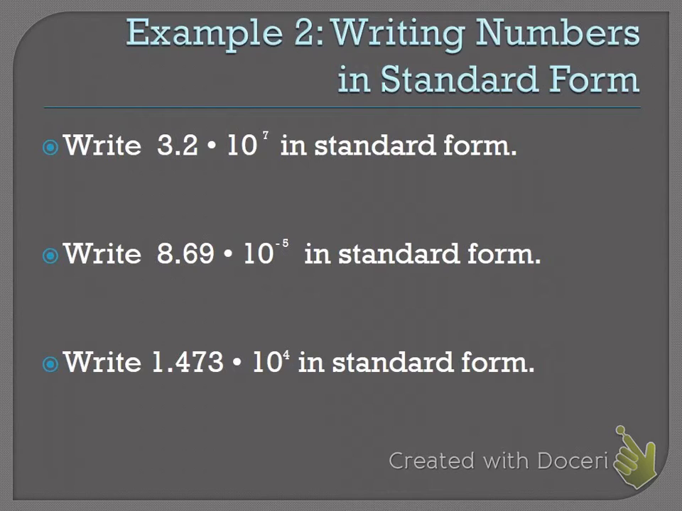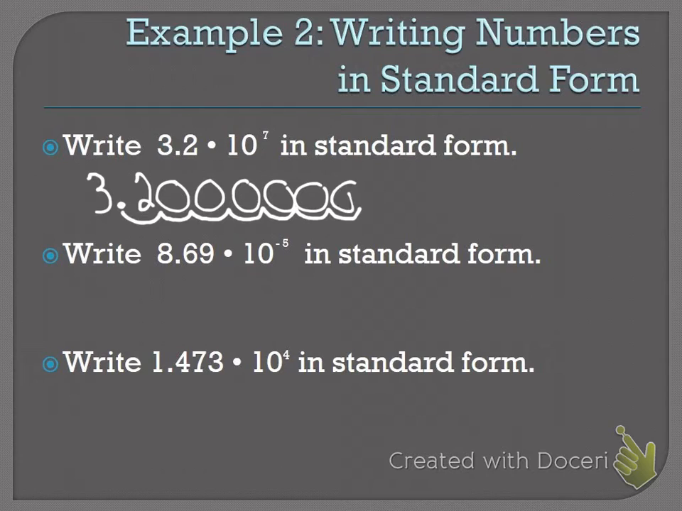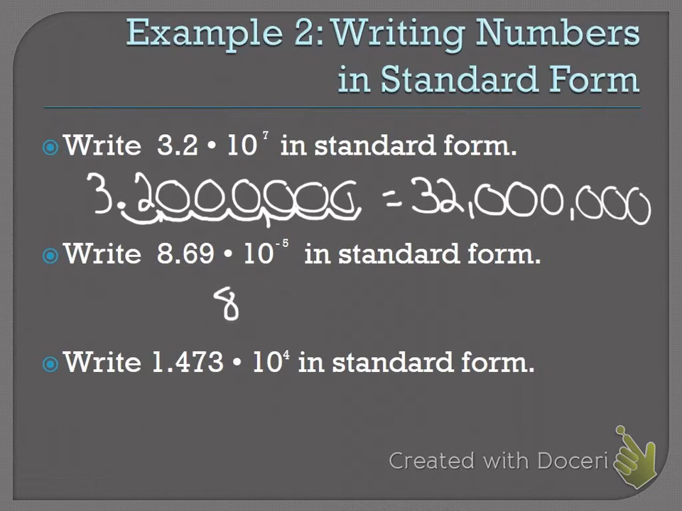So since I have an exponent of 7, and guys, hear me on this, 7 is not how many zeros I add. It's how many decimal places I expand the number by. 3.2, and I go 1, 2, 3, 4, 5, 6, 7, and I expand my number. Okay? And then I'm going to clean up my number, and I'm going to write it 32 million.